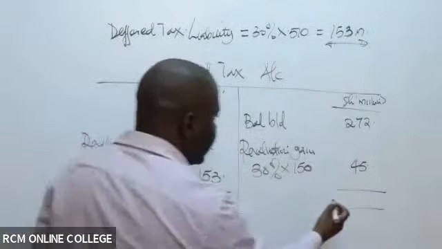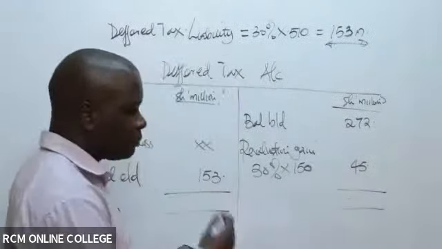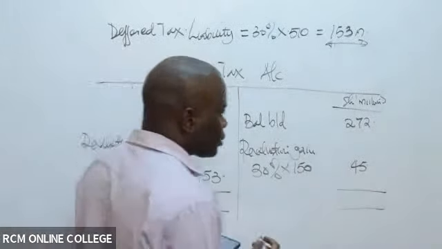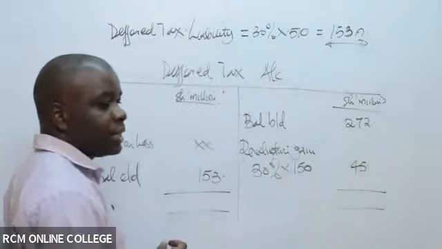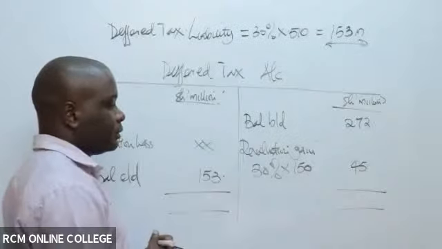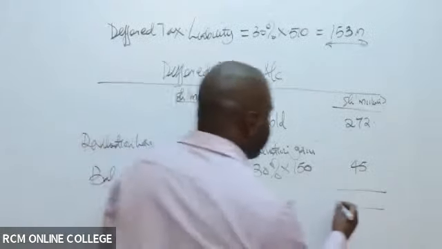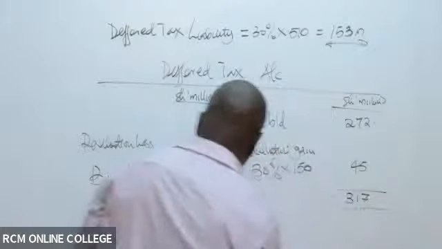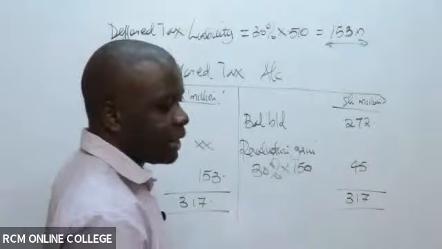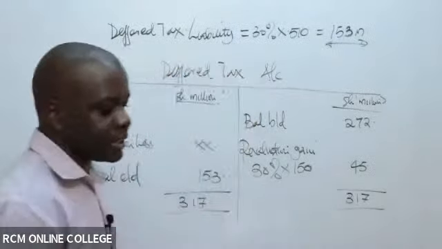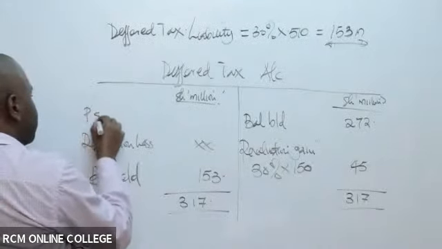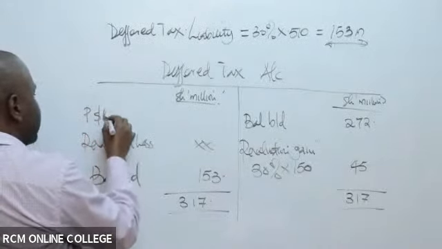So what is the total there? I think it's 317. And in this case, the difference will actually go to the P&L account or the income statement.